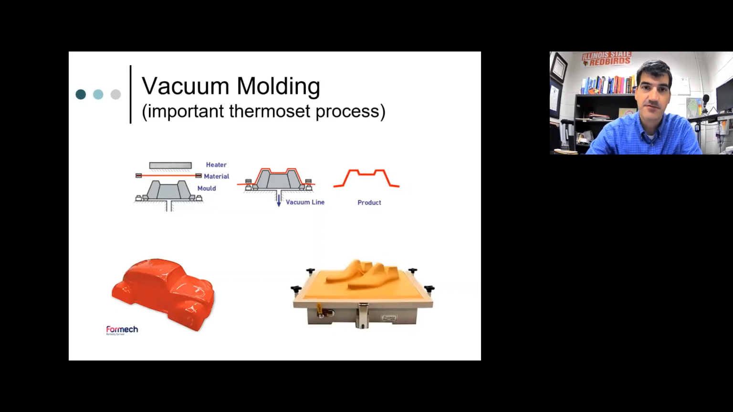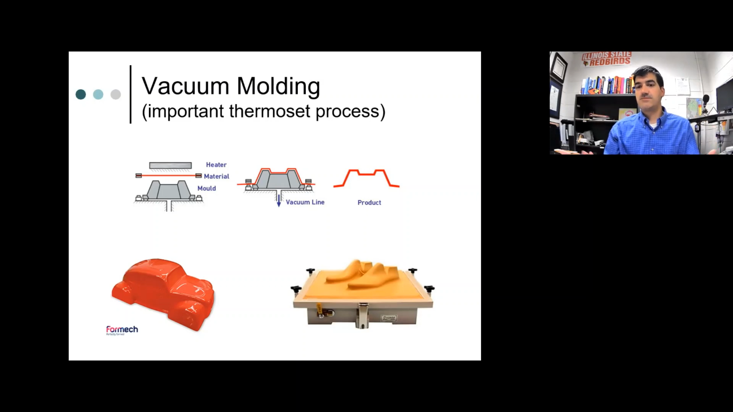Vacuum molding is another important process, and these tend to be used with thermoset materials. Basically what you do is you have a thin sheet of plastic material. You heat it up until it is soft. Again, you can't really melt it. It's not going to be a liquid, but you can heat it until it gets soft. And then you take that sheet of plastic and you bring it down on some solid object that you want to mold around. And then there are vacuum ports that suck the air out.